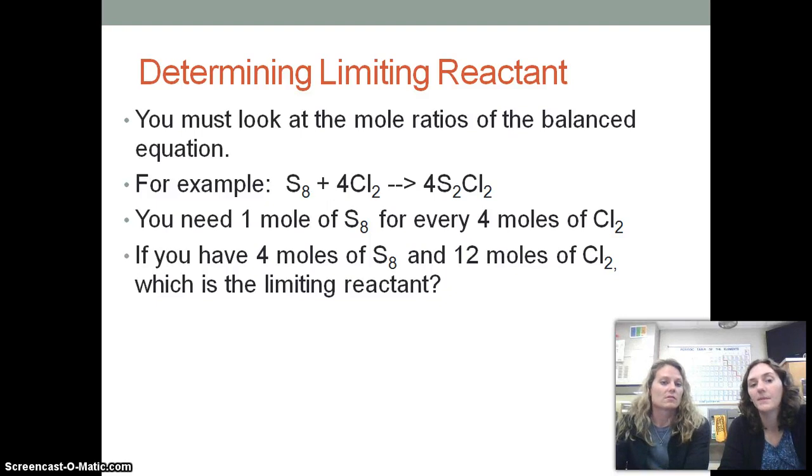Let's say that you have 4 moles of S8 and 12 moles of Cl2. You're going to figure out which one is the limiting reactant. Well, let's reduce 4 and 12. How do we want to do that? We want S8 to be a 1 because it has less than chlorine. So we're going to divide the 12 by 4? Sure. That'll give me 1 mole of S8.